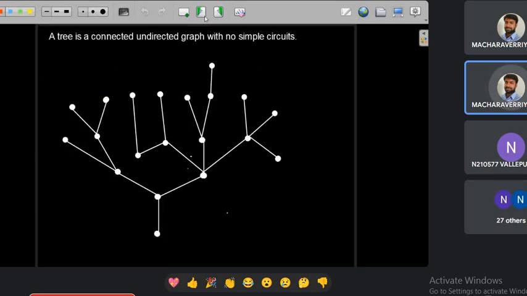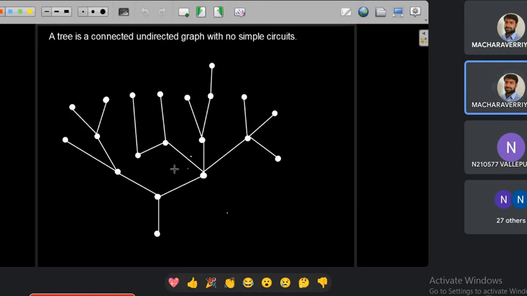So let me tell you what a tree is. A connected undirected graph with no simple circuit. So a tree is nothing but a connected undirected graph with no simple circuit.